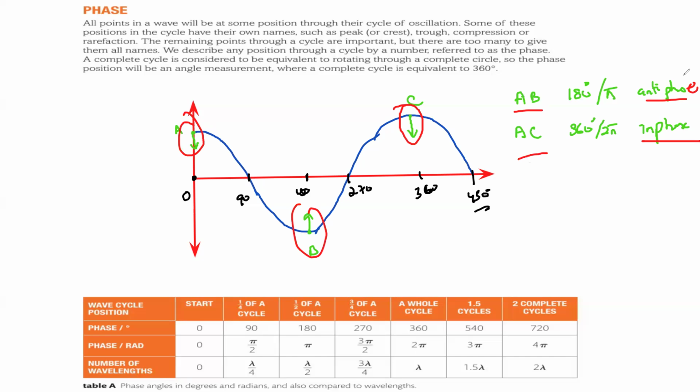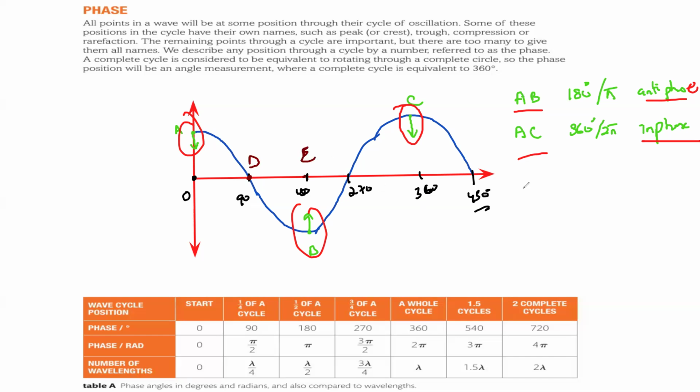So in phase means they move in the same way. And how do you know they move in the same way? When the phase angle difference is 360, or it might be zero. But if it is like 90 or 270, then we don't use the term in phase or antiphase. In phase and antiphase are only used when the particles are either vibrating in the same manner or opposite.